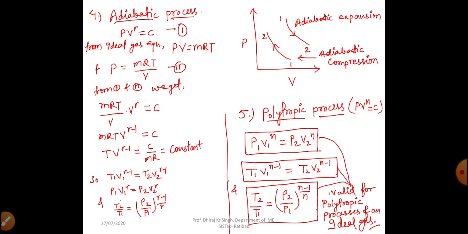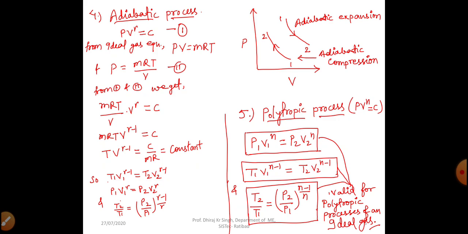So we can write our ideal gas equation very easily as T1 V1 to the power gamma minus 1 equals T2 V2 to the power gamma minus 1. Or we can also write this adiabatic equation as P1 V1 to the power gamma equals P2 V2 to the power gamma. Or if we want to write it in terms of temperature and pressure, then T2 by T1 equals P2 by P1 to the power gamma minus 1 by gamma.